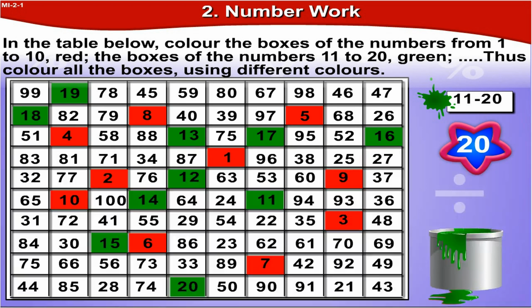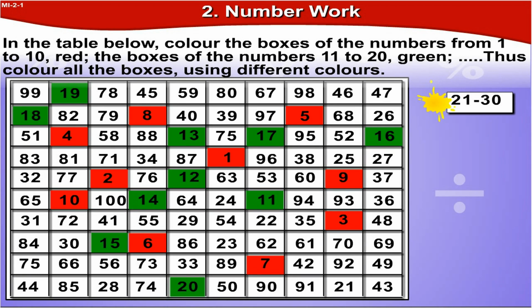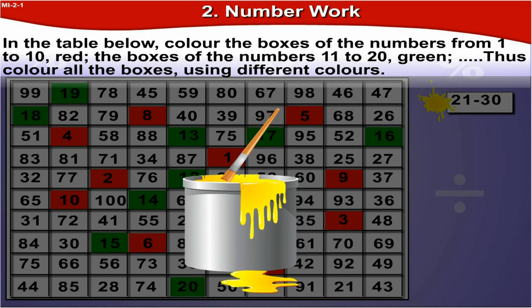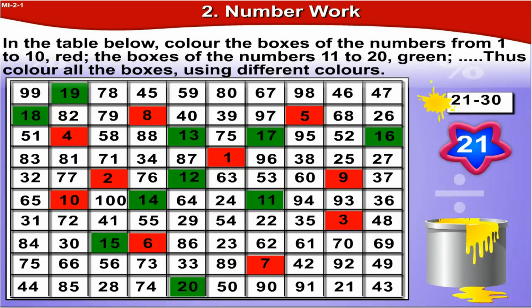Now let us color the boxes containing numbers from 21 to 30 in yellow color. First we will find number 21. Here it is. Now let us color the box yellow. Now locate number 22 and color the box yellow. Can you look for number 23? Here it is. Color the box yellow then. Let us add yellow color to the box containing number 24. And here is number 24. Let's color it then.